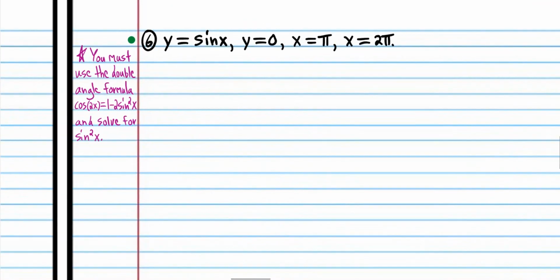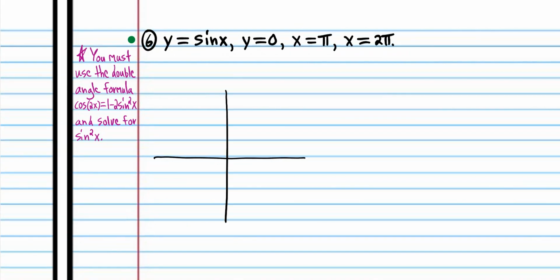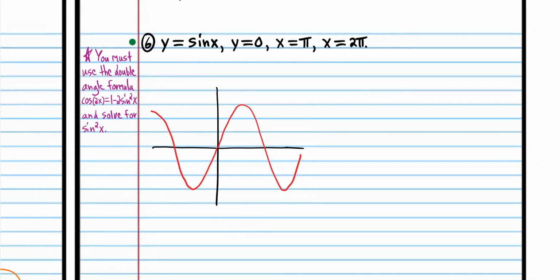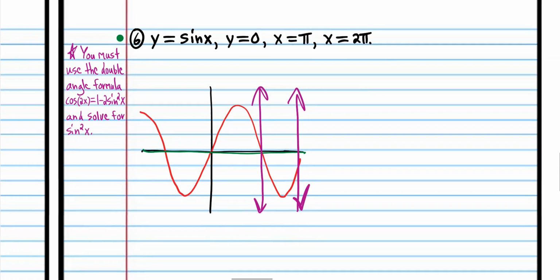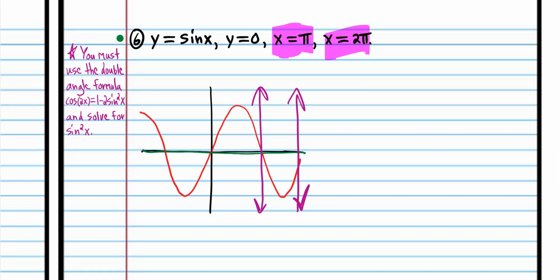Now there's something about this problem that I want to show you real quick before we do this. So I'm going to graph sine for you. I'm kind of cheating a little bit and doing some of this problem for you. Y equals 0 and x equals pi and x equals 2 pi. Now the big question is, why do we need these vertical lines, these purple vertical lines?